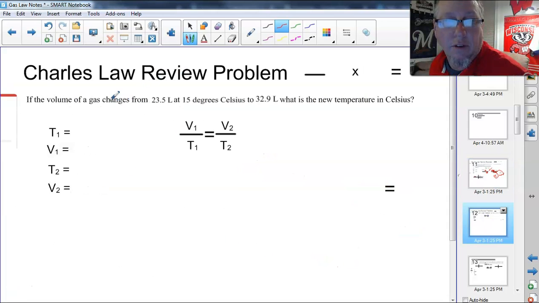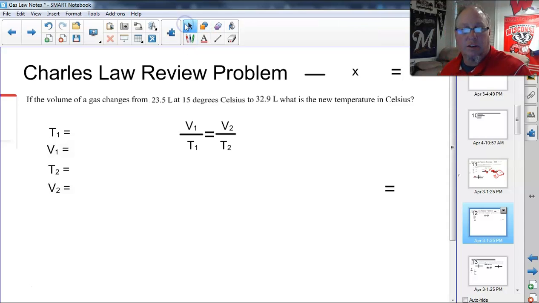So if we're looking at a Charles Law problem, I'm going to do this in a very similar manner. I'm going to go through and dissect the Charles Law problem. Notice the formula for Charles' Law looks a little bit different than Boyle's Law. This is what the direct relationship formulas look like.